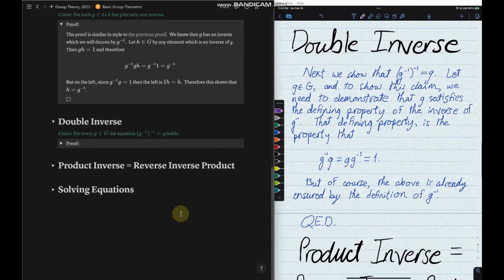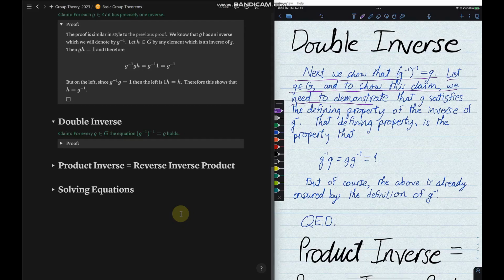Next, we prove a law for double inverses, a very intuitive law, that g inverse inverse just is back to g. So let little g be any group element, and to show this claim, we need to demonstrate that g, just plain g, satisfies the defining property of the inverse of g inverse, right? So for g to be this thing, that is saying that g is the inverse of g inverse.